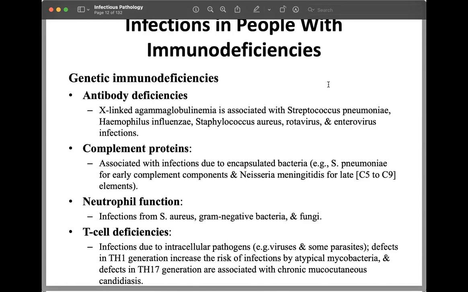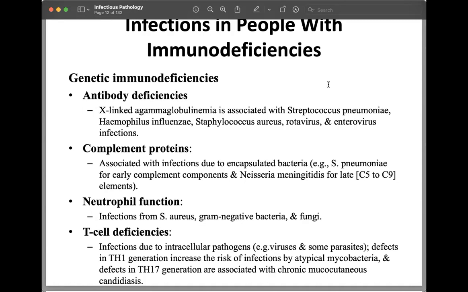Examples would be genetic deficiencies that lead to inability to produce antibodies, the most common of which is X-linked agammaglobulinemia or Bruton's agammaglobulinemia. This is a type of genetic defect, which is a mutation of the BTK gene. And the end result, as mentioned, is the body cannot produce antibodies.